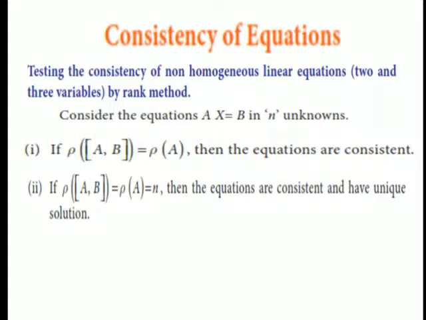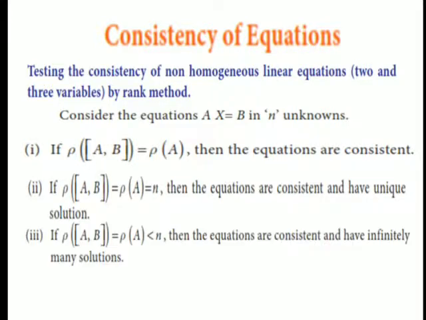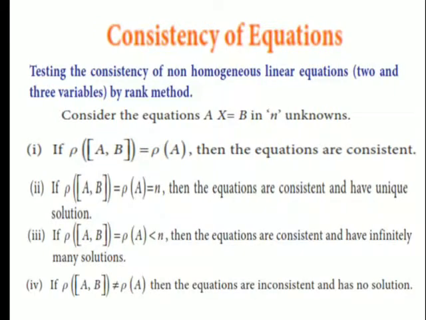If rank of [A, B] equals rank of A equals n, then the equations are consistent and have a unique solution. If rank of [A, B] equals rank of A is less than n, then the equations are consistent and have infinitely many solutions. If rank of [A, B] is not equal to rank of A, then the equations are inconsistent and have no solution.